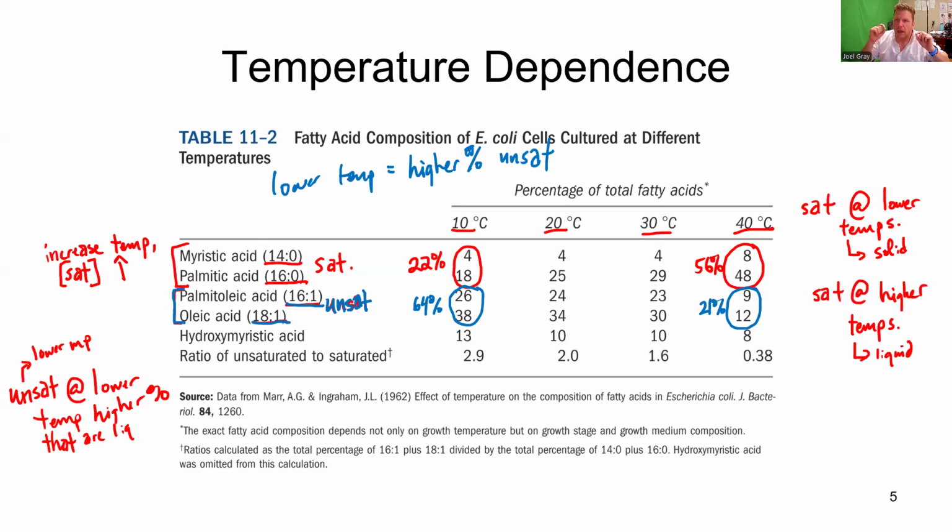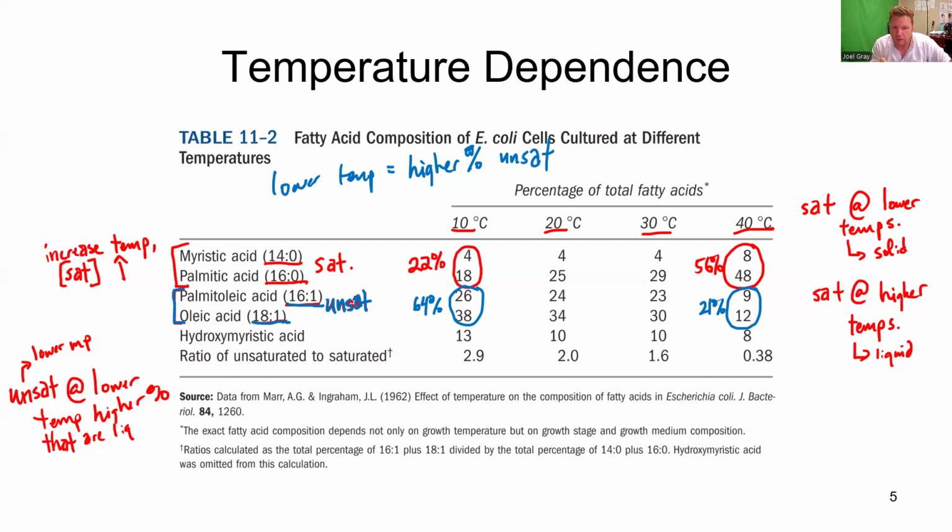So how do you do that? Well, you do that by having a higher percentage of unsaturated fatty acids at low temperatures. Whereas at a high temperature, you don't need so many of those unsaturated fatty acids. Instead, you need more saturated fatty acids. So I always kind of think about this as these two types of fatty acids are serving different purposes.